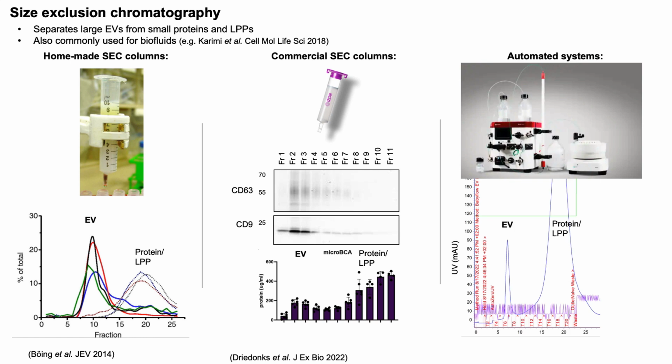And there are also automated systems, for example, the ECTA. And the nice thing about this is that there's an inline UV sensor that measures the amount of proteins that are eluting from your columns. So you get an online measurement of EVs and proteins that are coming off. Makes it easier to estimate where your EVs are.